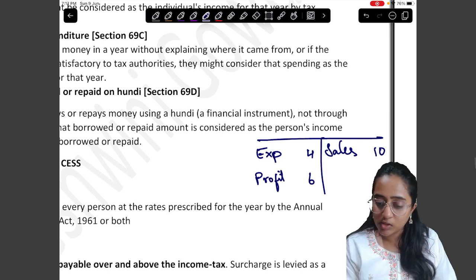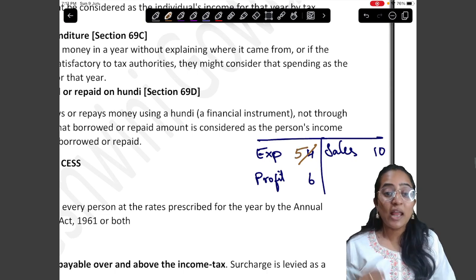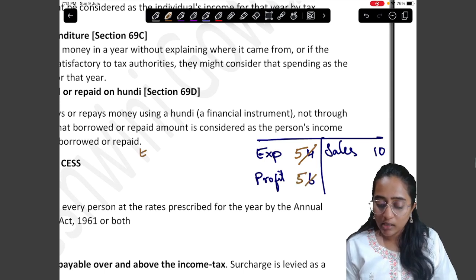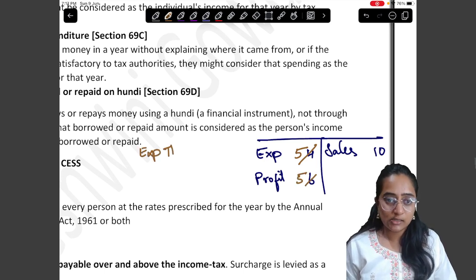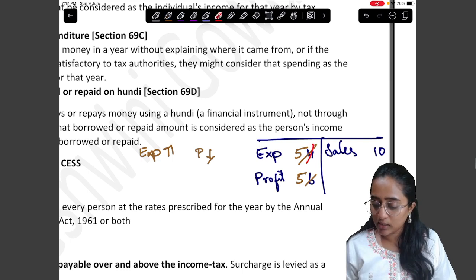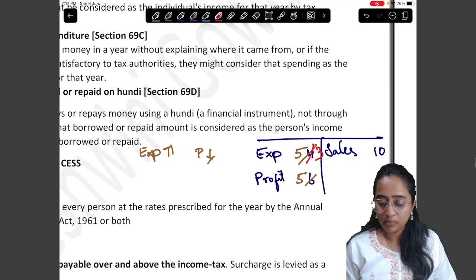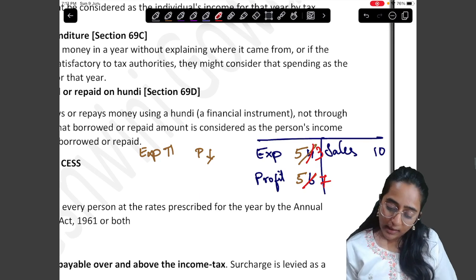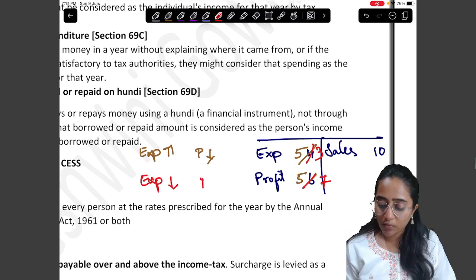If you increase your expenses to 5, what will happen to your profit? Profit becomes 5. That is, can I say, if your expenses increase, your profit decreases. Suppose your expenses become 3, then your profit becomes 7. It means if your expenses decrease, your profit increases.